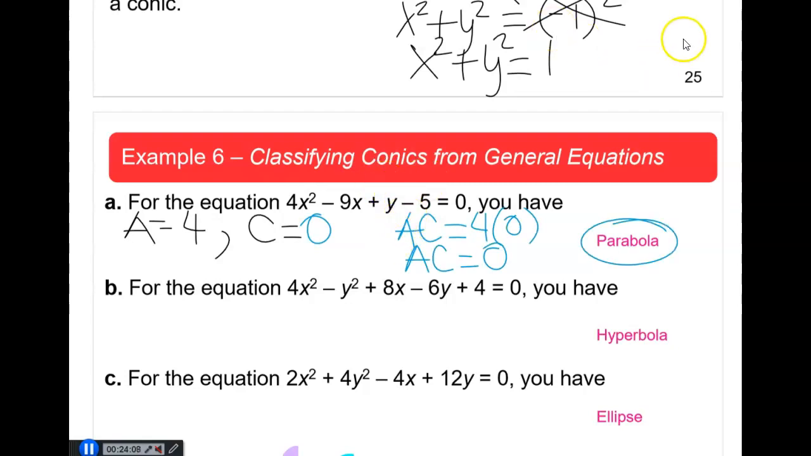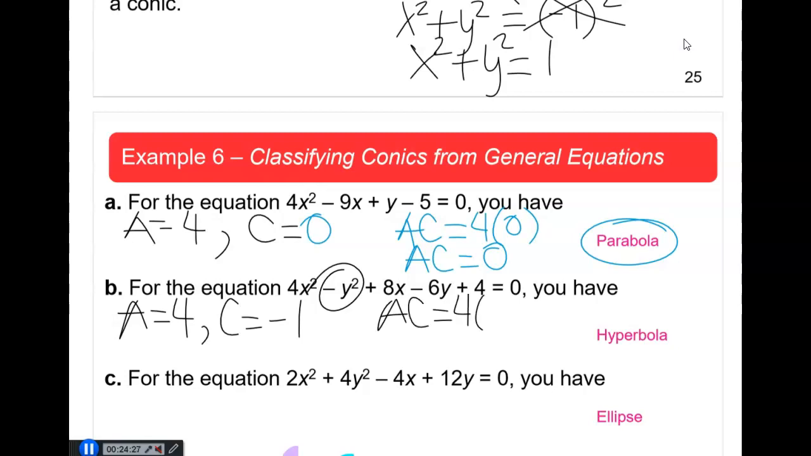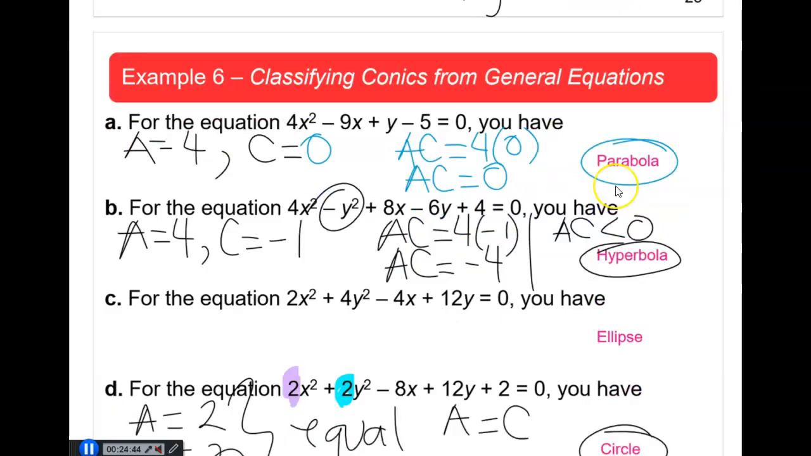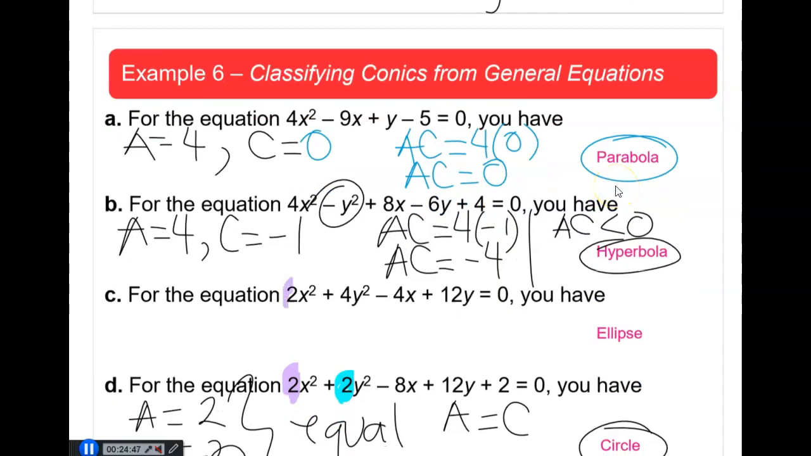Now, next equation, A is equal to 4, and C is equal to -1. You see that negative in front of it, so that means the coefficient is -1. If we multiply A times C, it will be 4 times -1. Since this is -4, we know that the product AC is less than 0. What happens when your product is negative? You get a hyperbola.